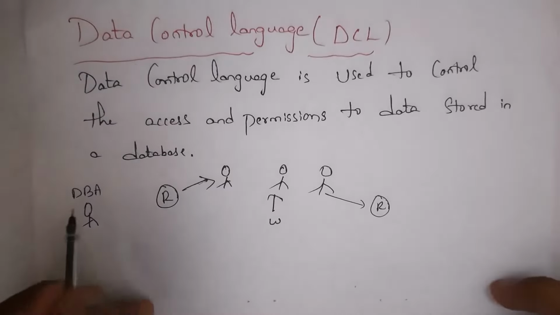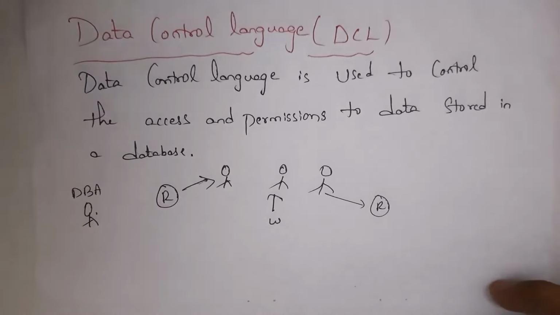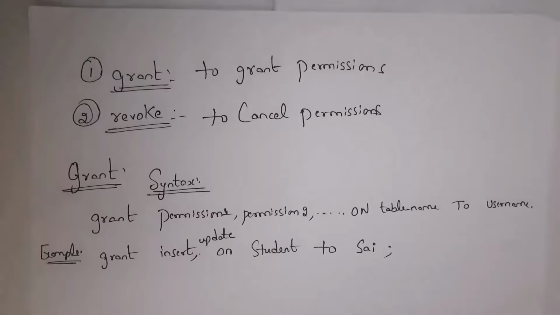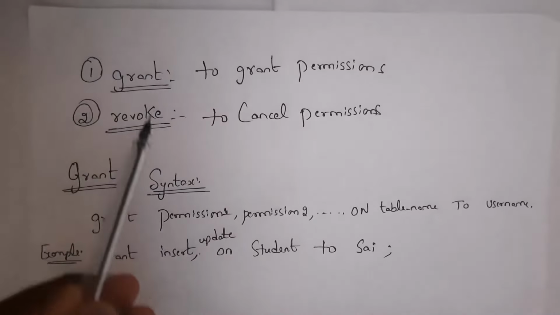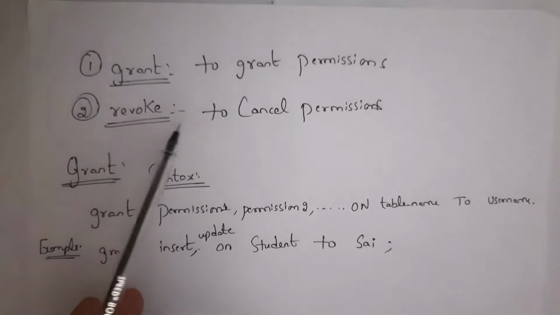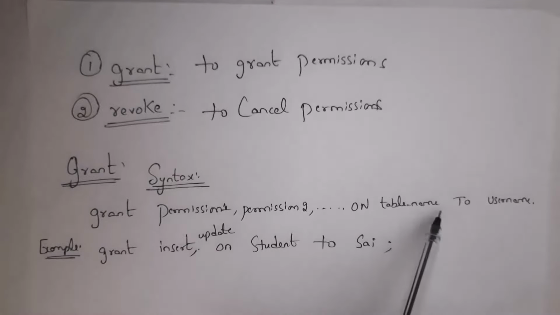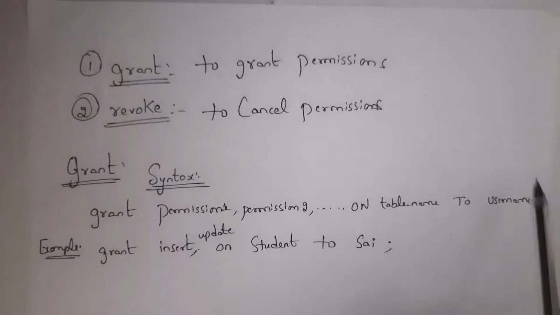In a software company, there will be a database administrator. He will give various permissions to various users. There are 2 commands in data control language. They are grant and revoke, where the grant command is used to grant permissions and the revoke command is used to cancel permissions. This is the syntax of the grant command. Just write grant permission 1, permission 2, and so on, table name to username, and at last give a semicolon.